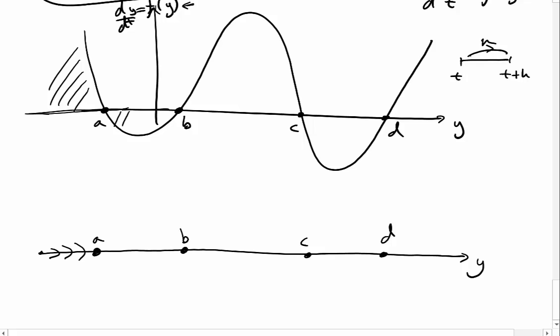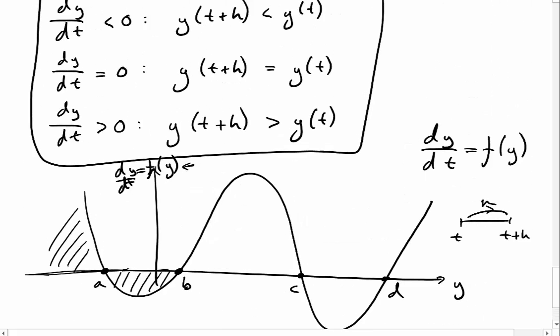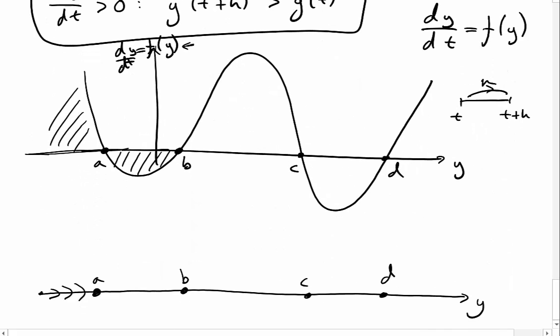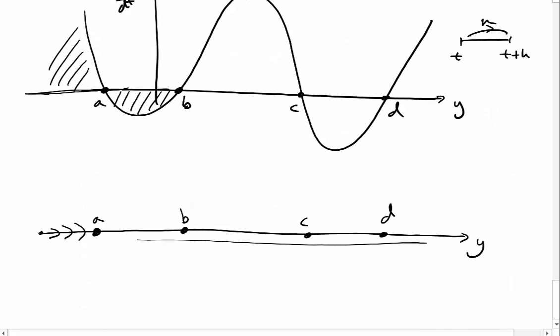But if you look down here now, my rate of change is negative, so that means my next y value at my next time step is going to be smaller than the value at my previous time step. So in other words, I'm moving to the left, because y gets bigger as we move along to the right.